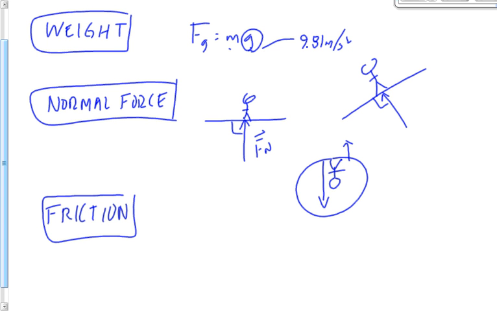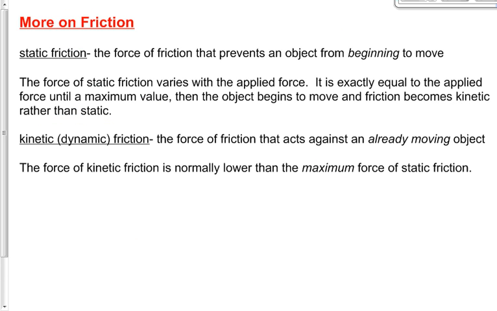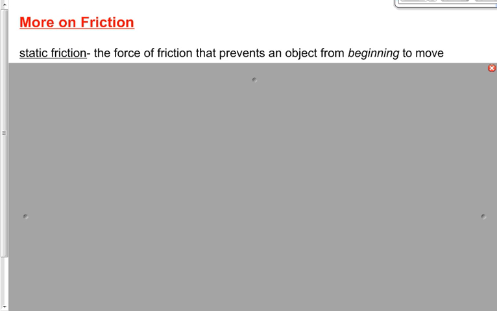It was friction. If I push it and it moves, we know that there's still friction between the desk and the ground that resists motion. So it's the force that acts between two surfaces that resists motion. Now, today we're going to distinguish between two types of friction. The first kind of friction is called static friction. It's the force of friction that prevents, or at least tries to prevent, an object from beginning to move.